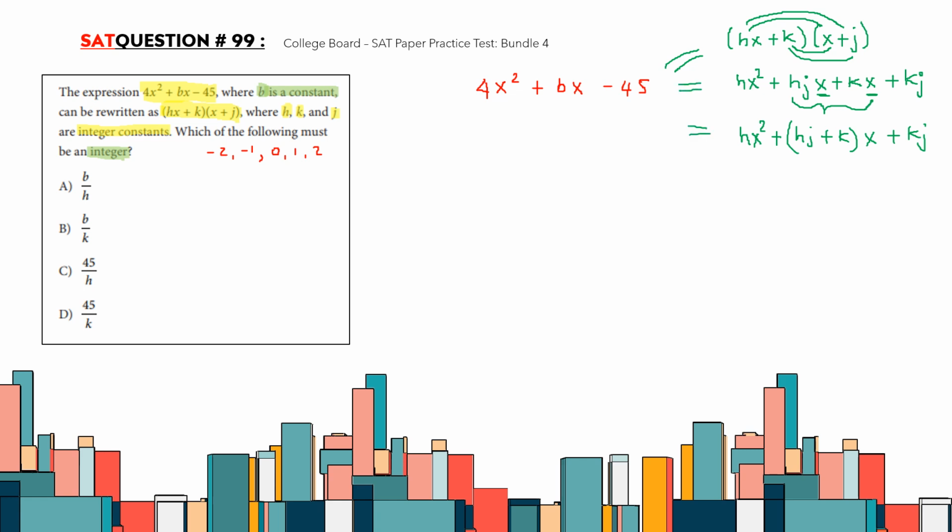Now let's write it down again underneath. So we have hx squared plus (hj plus k) x plus kj. Now we have something really nice to look at, right? So h equals 4. b equals h times (j plus k). And -45, that is kj.